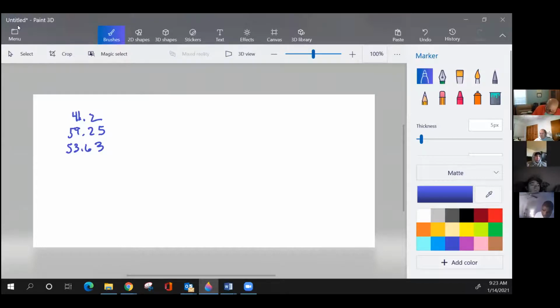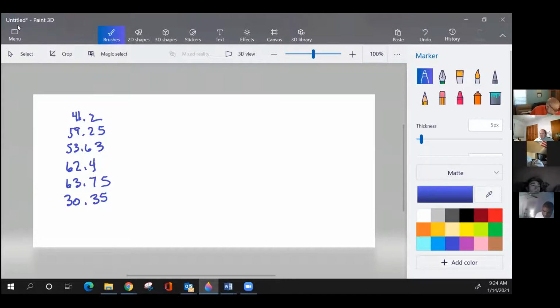July, 62.4. August, 63.75. And September was 30.35 kilowatt hours. And I'll read it out now.